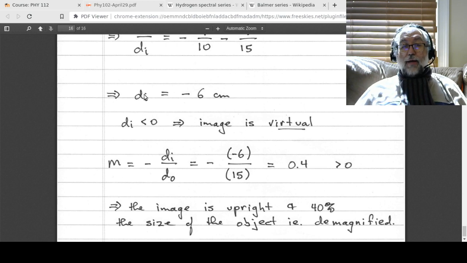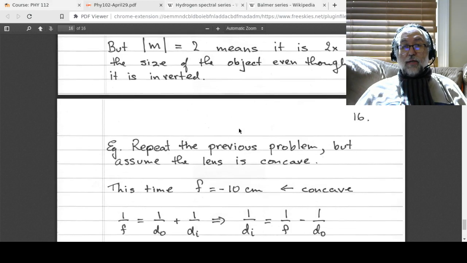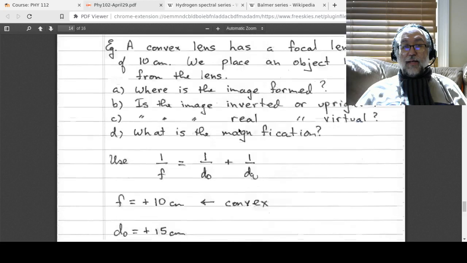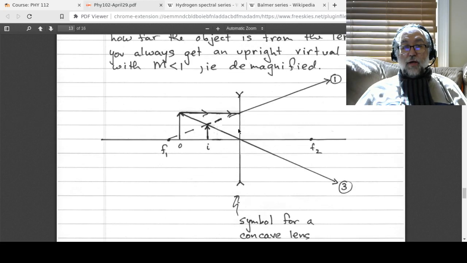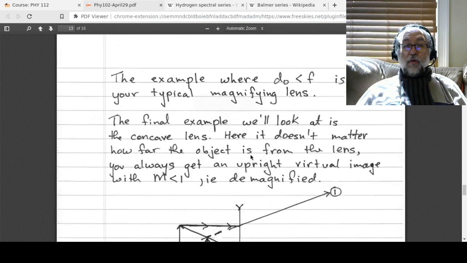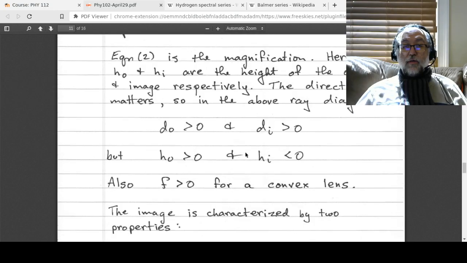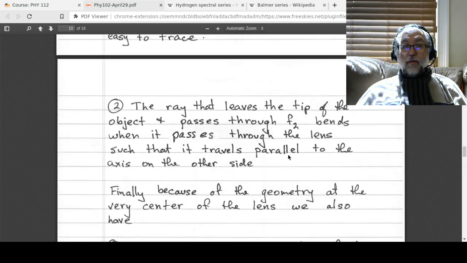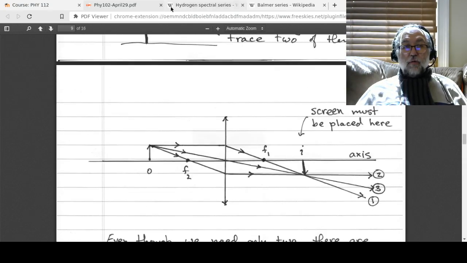So this last one is exactly this situation right here. The second example was the situation there. The first example was the situation right there.